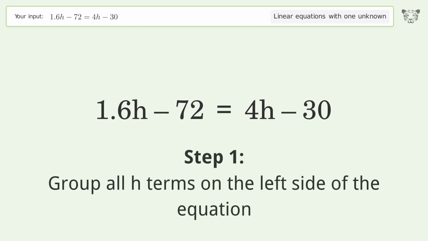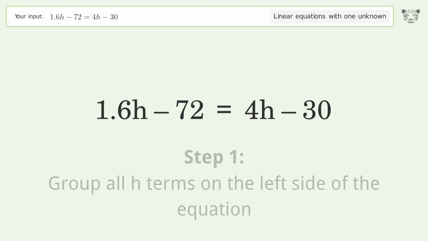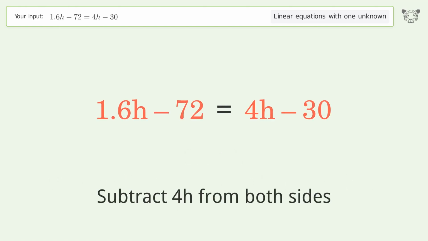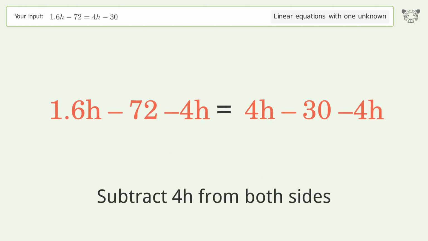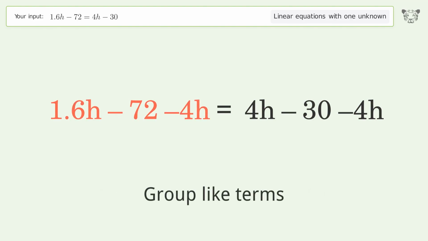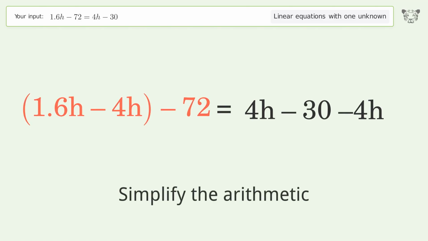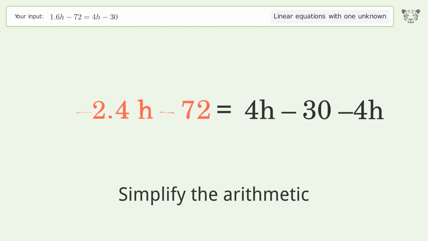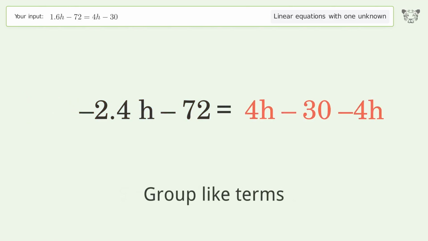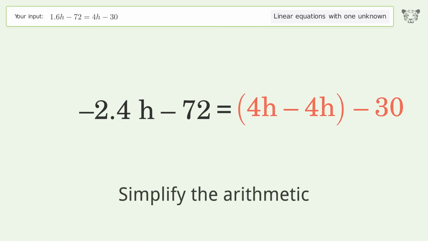Group all h terms on the left side of the equation. Subtract 4h from both sides. Group like terms. Simplify the arithmetic. Group like terms. Simplify the arithmetic.